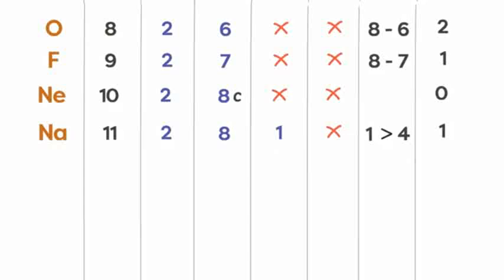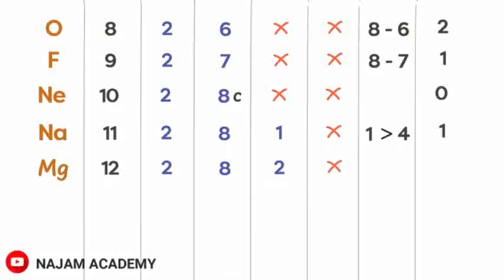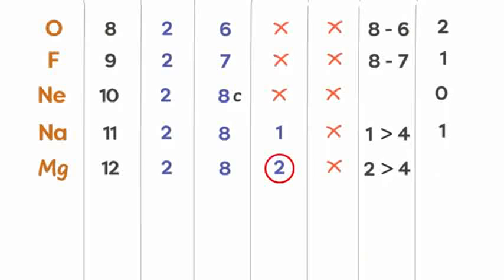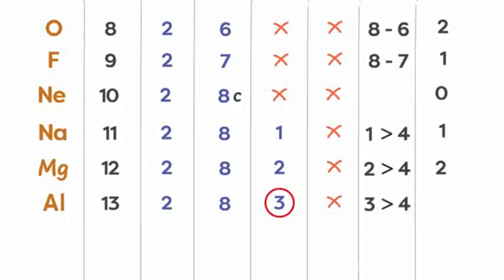The 12th element is magnesium and its atomic number is 12. There are 2 electrons in K shell, 8 electrons in L shell and 2 electrons in M shell of magnesium. 2 is less than 4, thus the valency of magnesium is 2. The 13th element is aluminium and its atomic number is 13. There are 2 electrons in K shell, 8 electrons in L shell and 3 electrons in M shell of aluminium. 3 is smaller than 4, thus the valency of aluminium is 3.